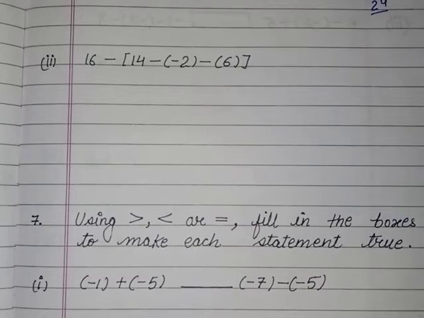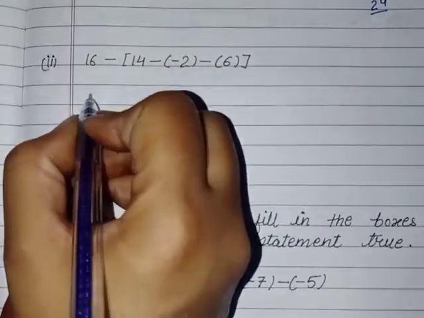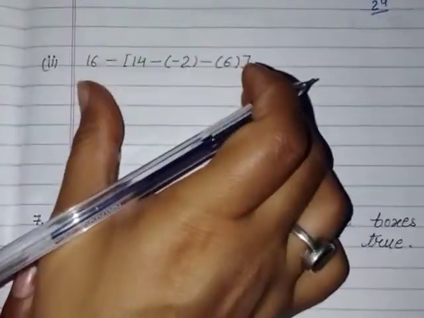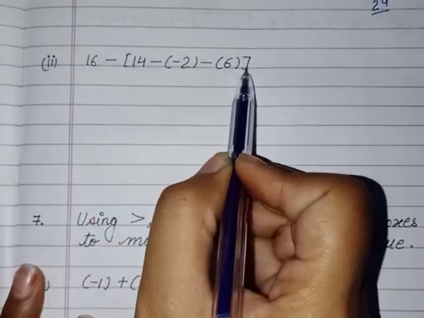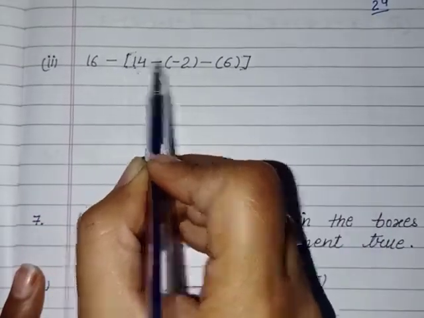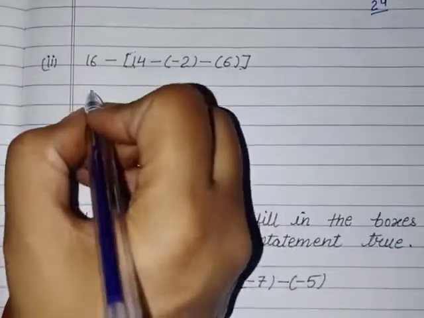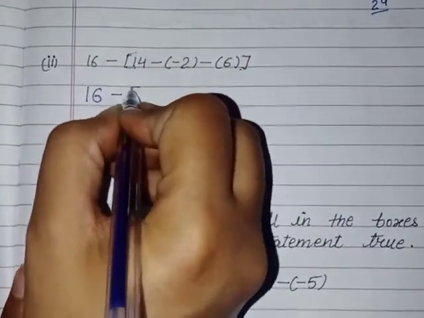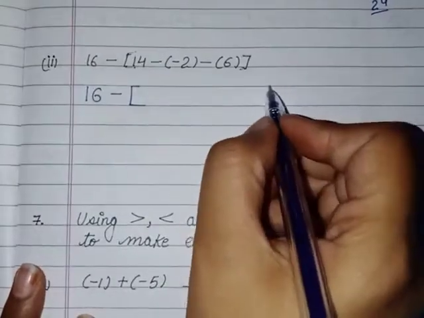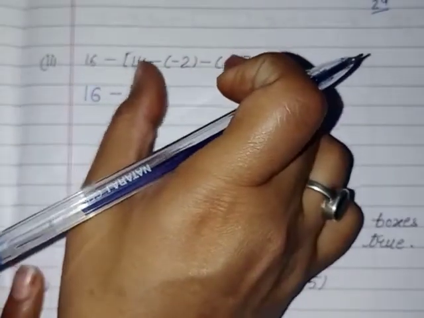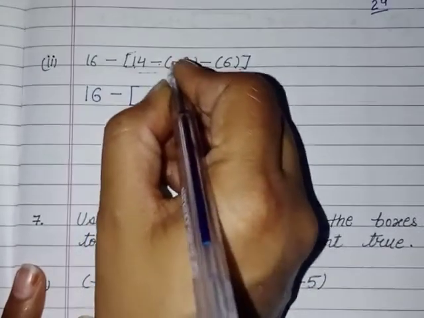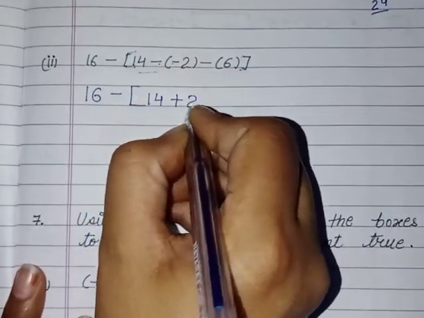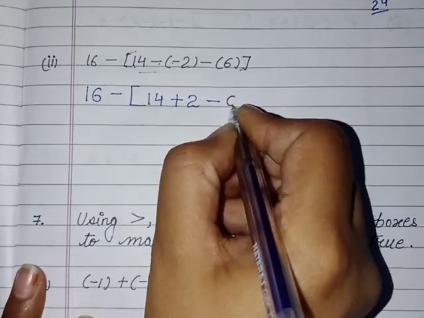Next, start solving this question. Students, firstly you will solve this bracket. You will solve this bracket first. So 16 minus, in this bracket solve this expression: 14 minus plus 2 minus 6.